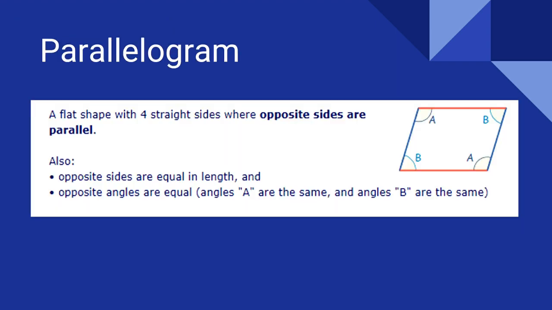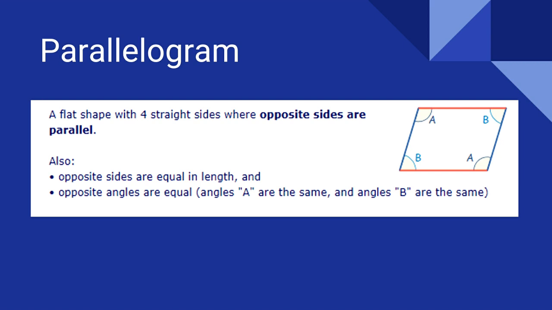Okay, so this shape, as you probably know, is called a parallelogram. And the properties, the mathematical definition of this shape is this. It's a flat shape, a 2D shape, with 4 straight sides where the opposite sides are parallel. So in this example, you can see that the opposite sides here are red and red, and blue and blue. So the red sides are parallel, the blue sides are parallel.